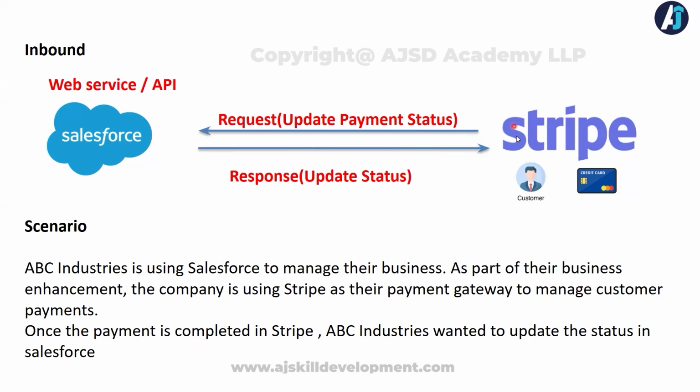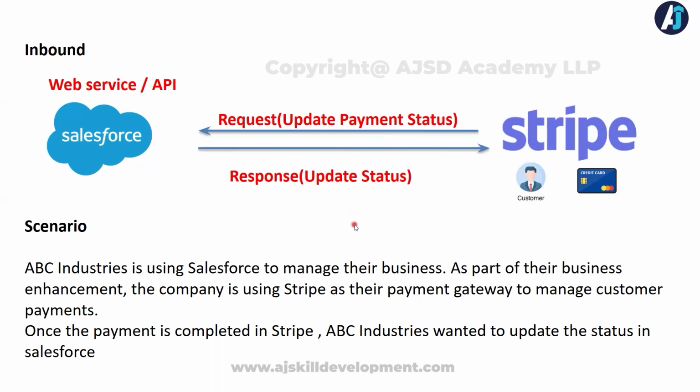See here, a request is coming from a third-party system, from Stripe, into Salesforce. Salesforce does some process according to the request and sends the response back to Stripe. Just the opposite of outbound integration. Now Salesforce will act as a source of data. It will process the data and it will send the response back. These kinds of integration are generally called inbound integration.